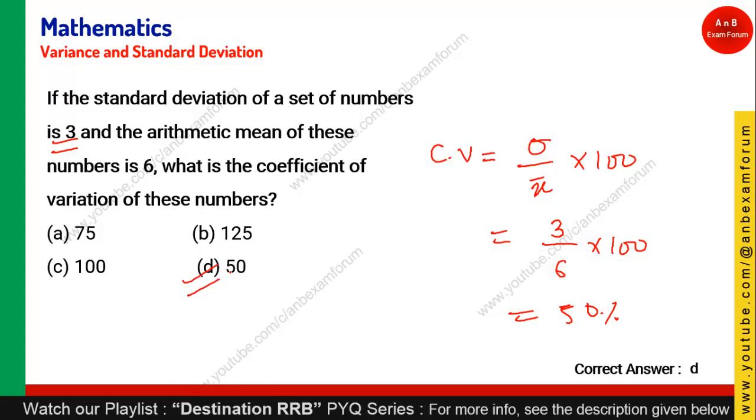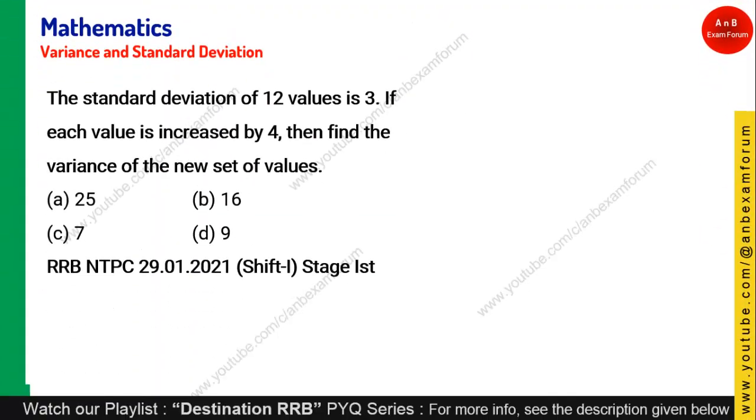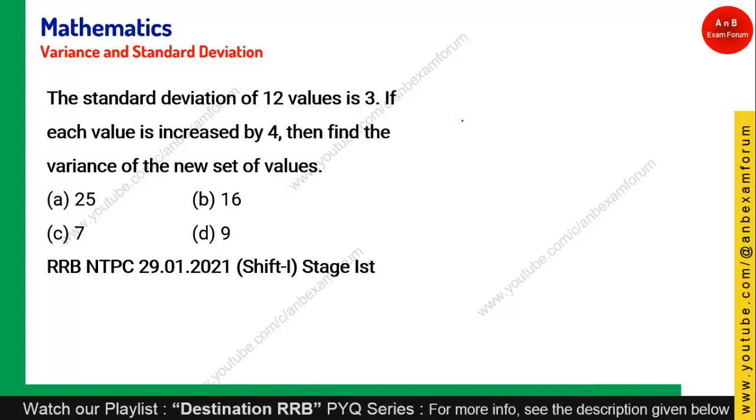So simple. We have only 3 types: variance, standard deviation, and the coefficient of variation. From these 3 topics we find most of the questions they are asking. Let's see the next question, and this is a good question. The standard deviation of 12 values is 3. If each value is increased by 4, what will be the variance of the new set?